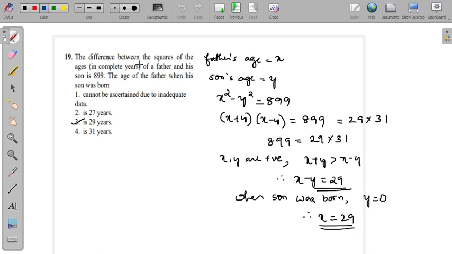Now, 19th question: the difference between the squares of the ages of a father and his son is 899. Father's age, I'll take it as x, son's age, I'll take it as y. The difference between the squares of their ages, x square minus y square, is equal to 899. So, using the formula, (x plus y) into (x minus y) is 899. When you do the prime factorization of 899, it comes out to be 29 into 31. So, x and y are positive, x plus y will be bigger than x minus y. So x minus y should be equal to 29. When the son is born, the age of the son is considered as 0. So the father's age would be x is equal to 29. So it will be equal to 29 years. The third option is the answer.